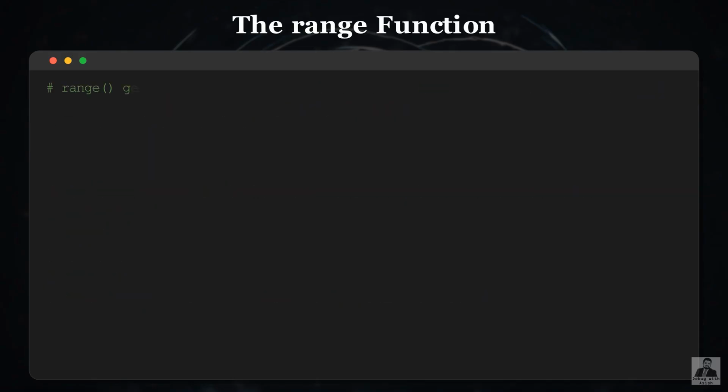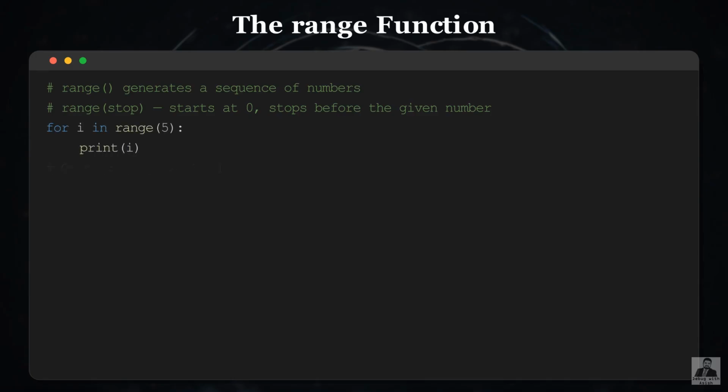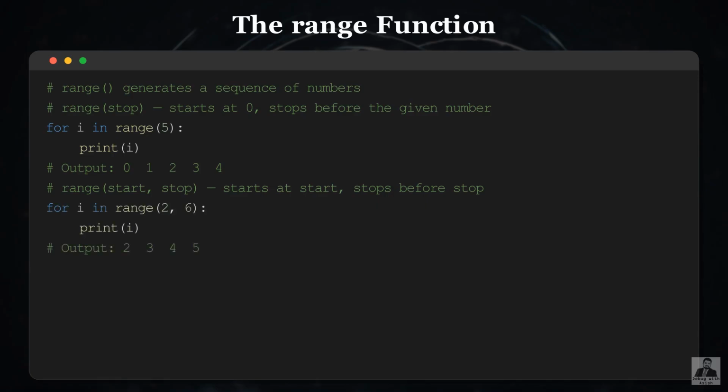The range function generates a sequence of numbers to loop over. With one argument, range starts at 0 and stops before the number you give it. So range 5 gives you 0 through 4, not 0 through 5. With two arguments, the first is the start and the second is the stop. Range 2 to 6 gives you 2, 3, 4, and 5.